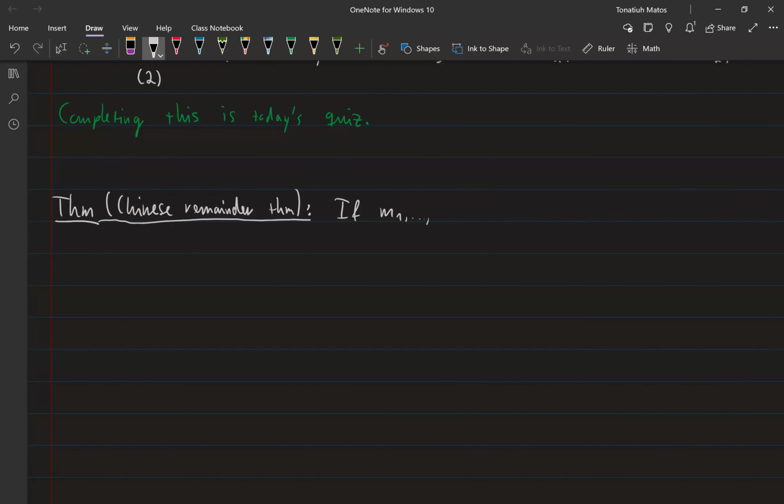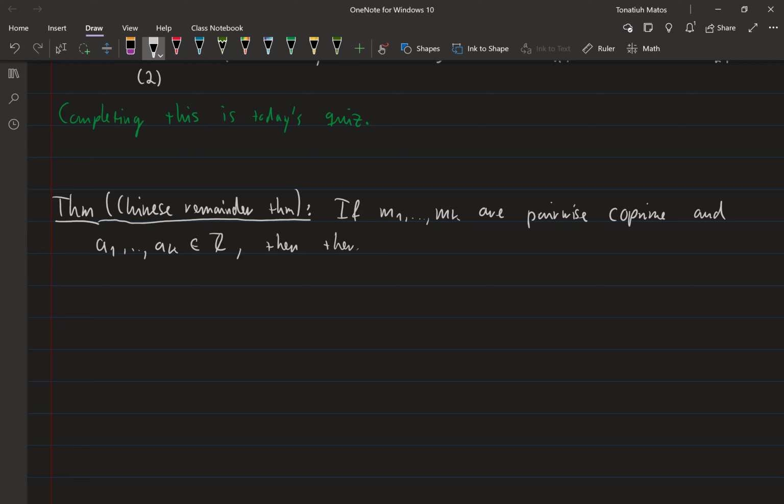So if M1 through MK are pairwise coprime, pairwise meaning any two different ones of them have a greatest common divisor of 1. That's what pairwise means. And let's say I have a bunch of numbers, A1 through AK, which are integers, right? This is not the most general way of stating the Chinese remainder theorem, but it works for our purposes.